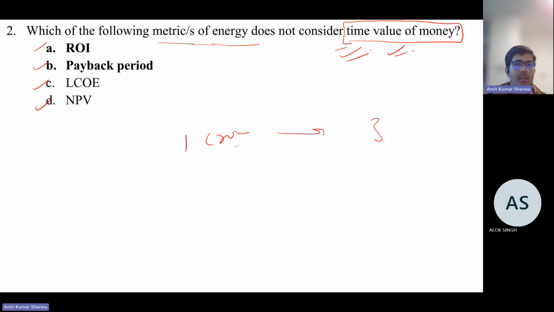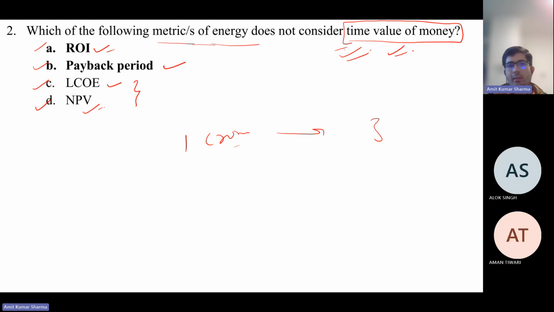So now the options are return of investment, payback period, levelized cost of electricity, and net present value. The payback period and the return of investment do not consider the time value of money, but the levelized cost of electricity and net present value do consider it. In these two we use a discount rate, or you can say inflation rate, because we know that inflation increases every year. That's why we consider a discount rate term in the calculation of LCOE and NPV.